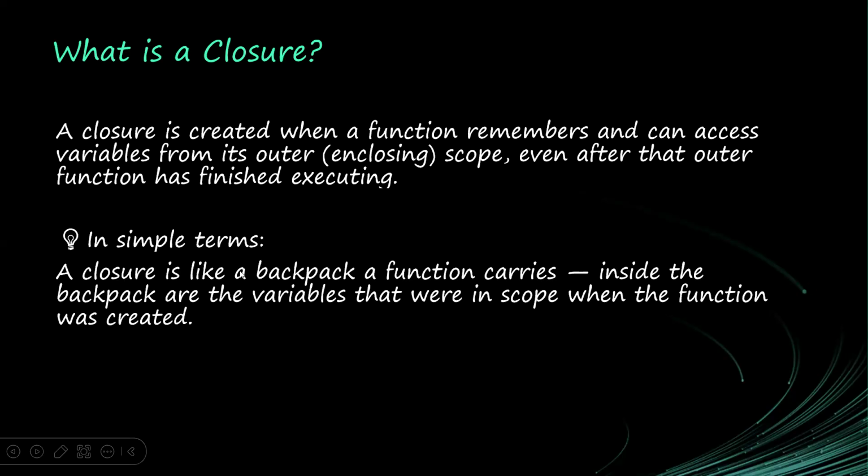So in simple terms, a closure is like a backpack a function carries. Inside the backpack are the variables that were in scope when the function was created. So in this case, you have a closure with your parent. Your parent's properties are your properties, right? So even when our parents are no longer available, we still carry their name. We still represent them. So when a function has another function inside of it, that inner function will still remember the execution environment, like the variables inside of its parent scope.